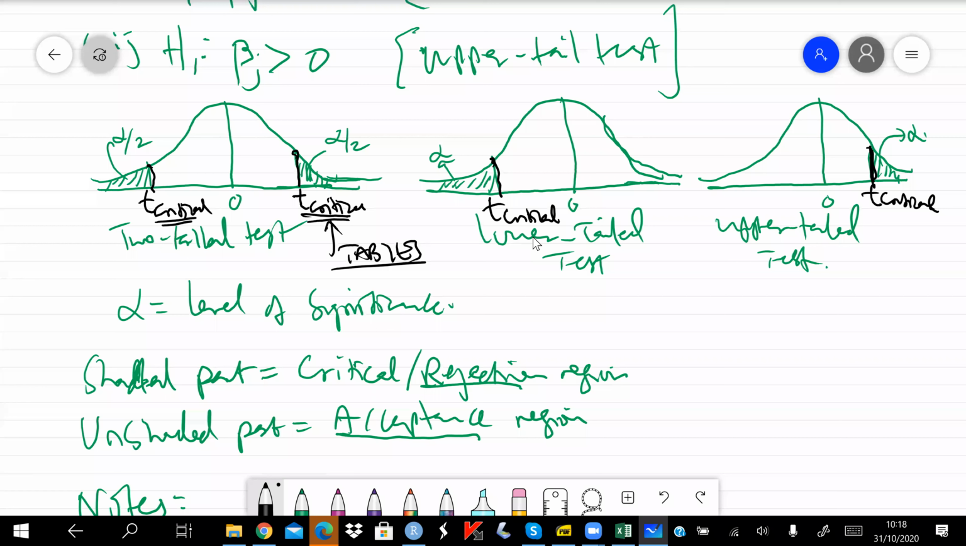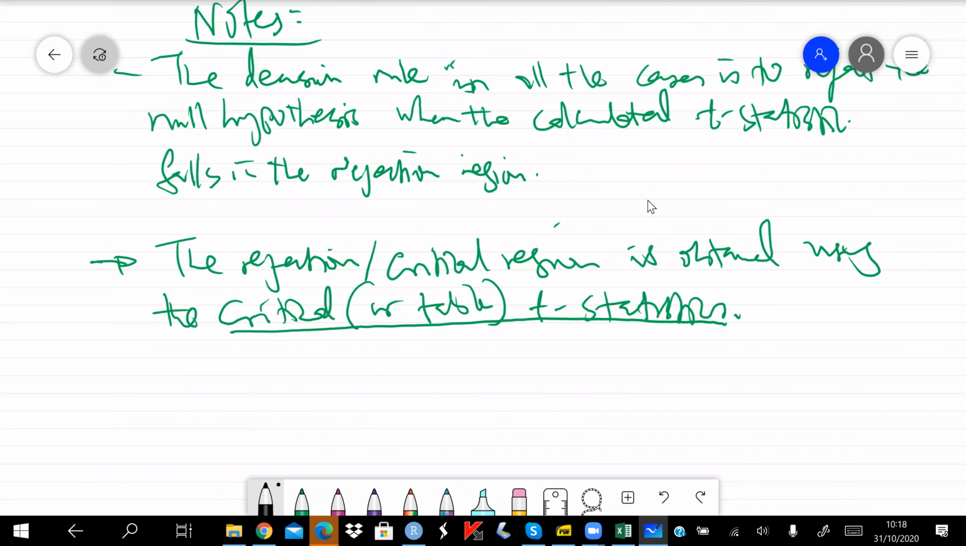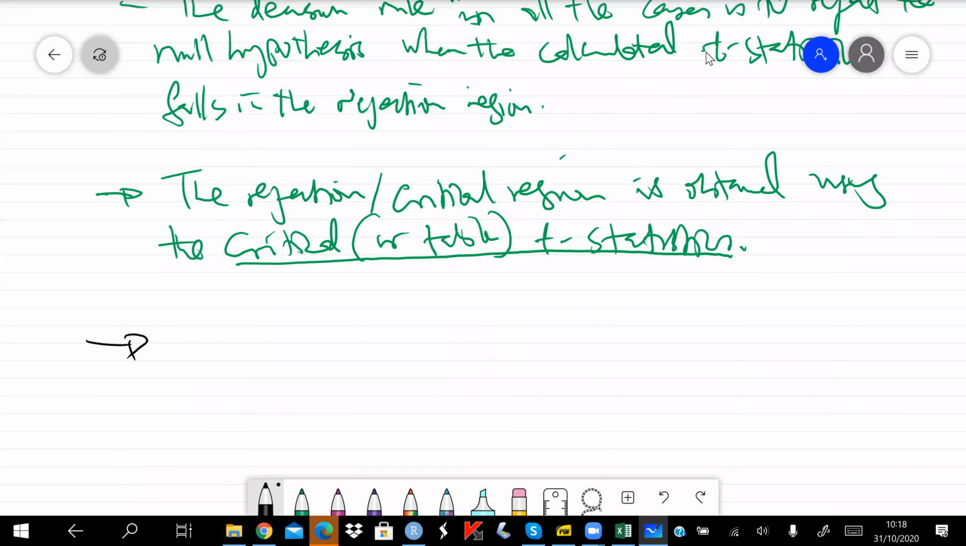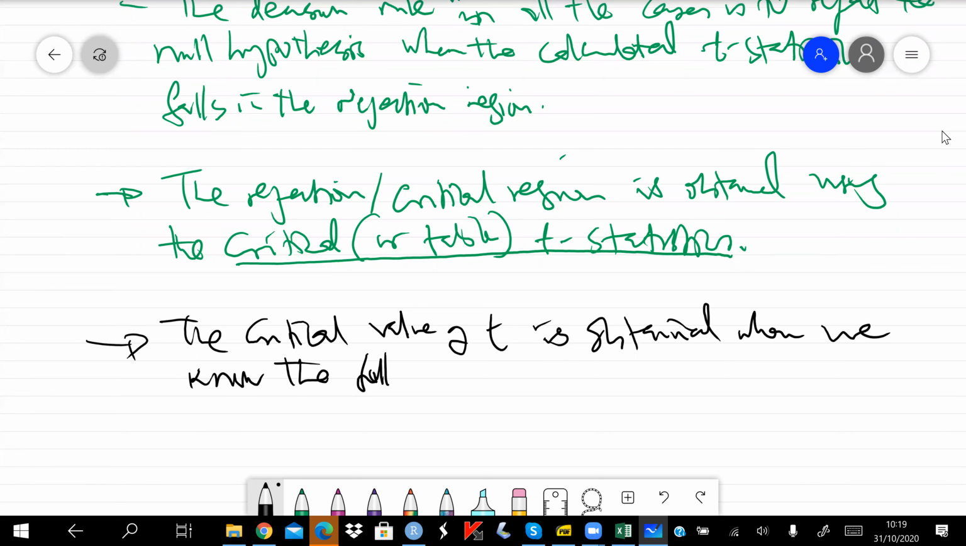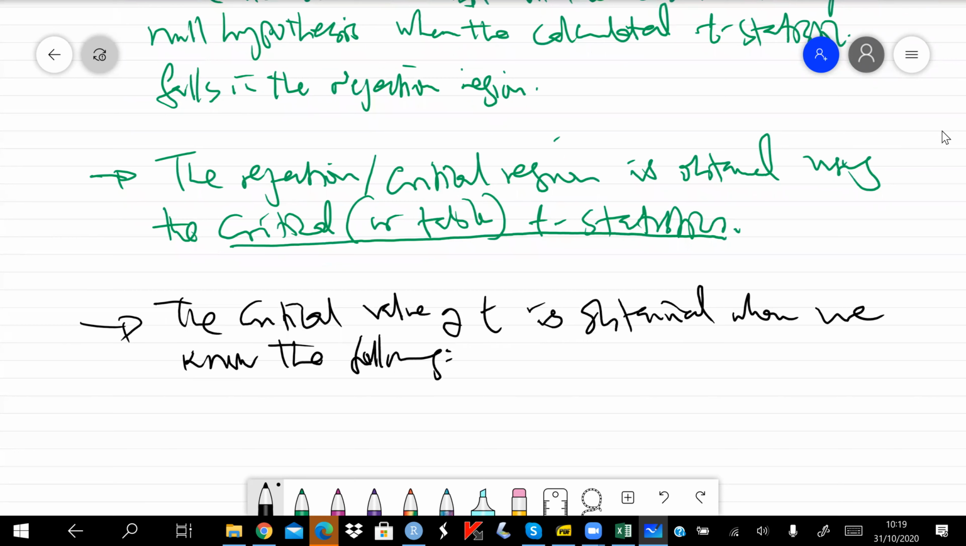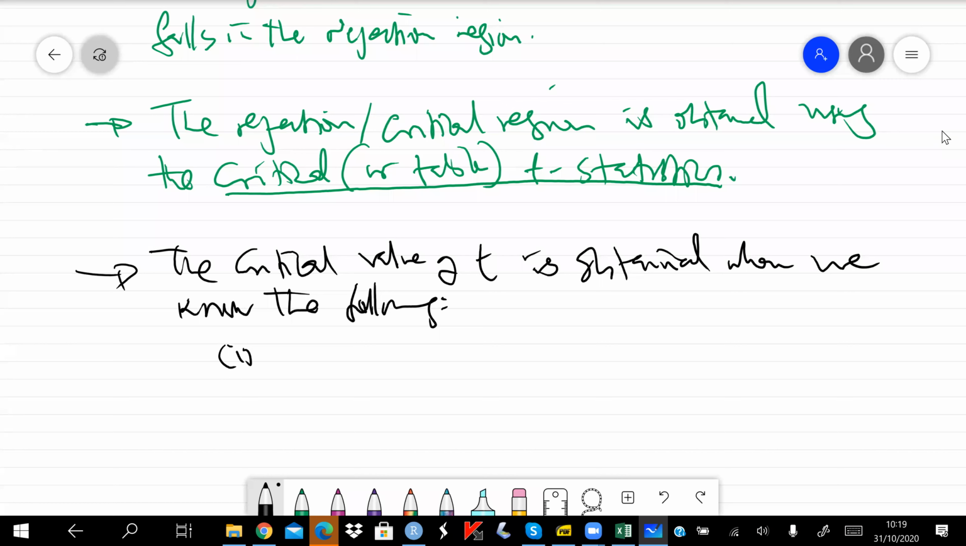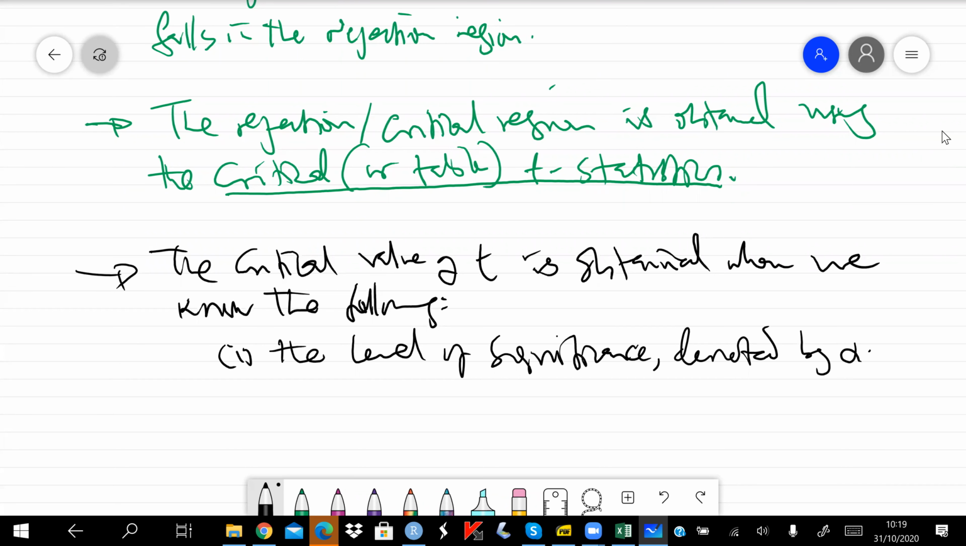Then our note number 3 here is that the critical value of t is obtained when we know the following. There are 3 things that we must know to be able to get the t critical value. The first thing that we must know is the level of significance, usually denoted by alpha.